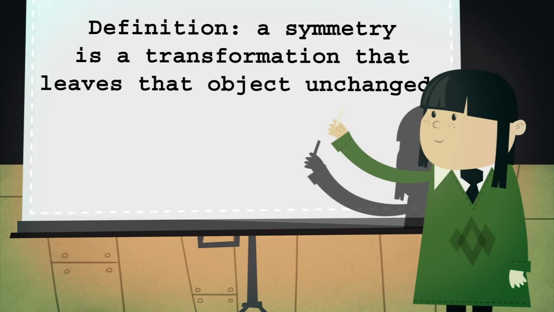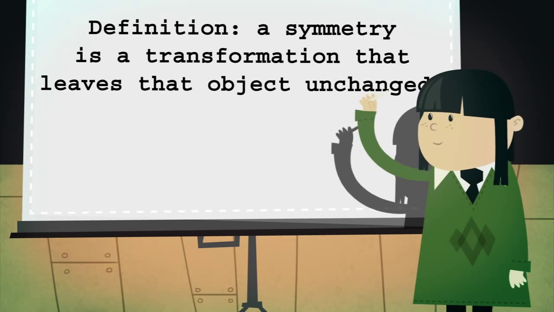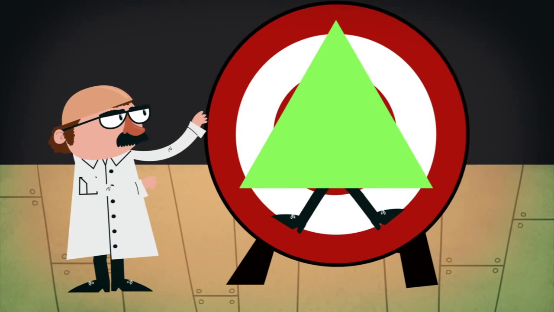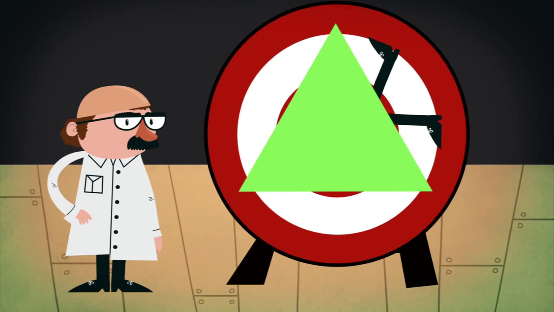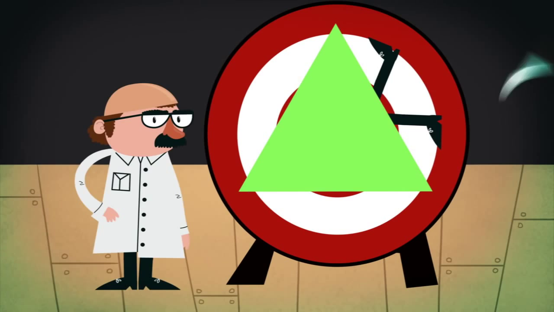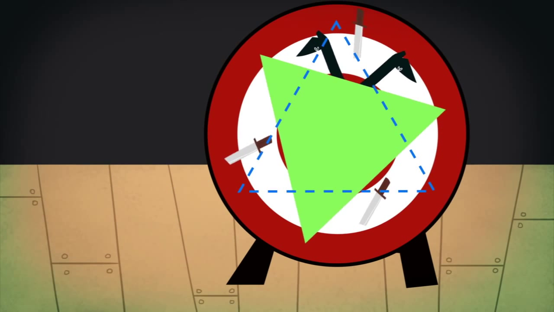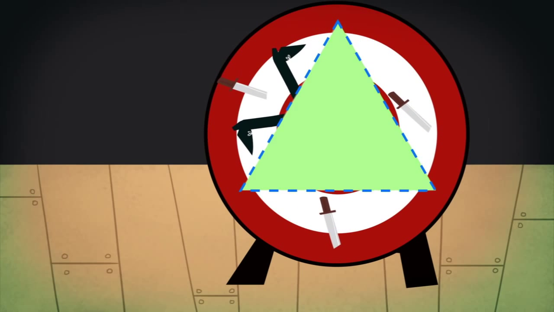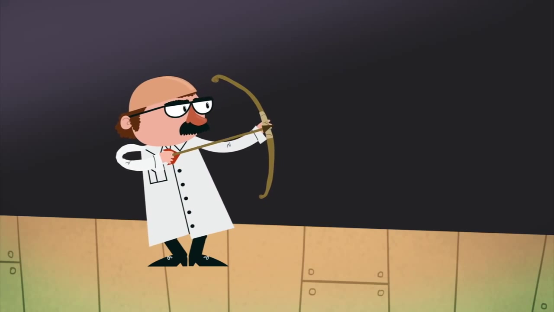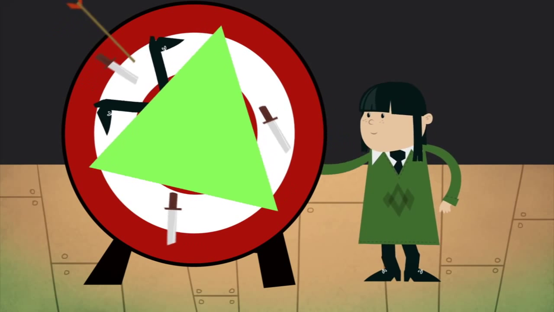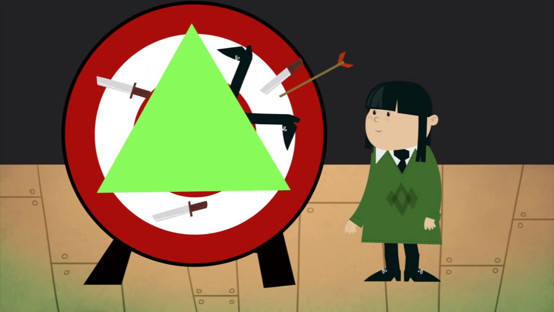Okay, that sounds a bit abstract, so let's unpack it. It will help to look at a particular example, like this equilateral triangle. If we rotate our triangle through 120 degrees around an axis through its centre, we end up with a triangle that's identical to the original. In this case, the object is the triangle, and the transformation that leaves the object unchanged is rotation through 120 degrees. So we can say an equilateral triangle is symmetric with respect to rotations of 120 degrees around its centre.